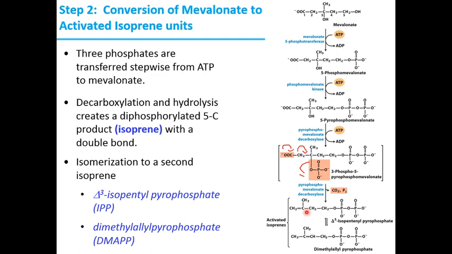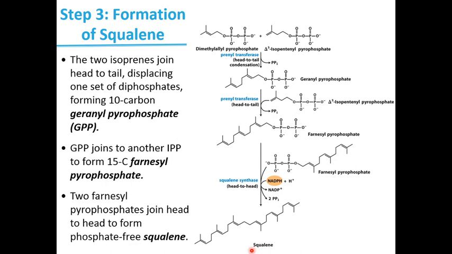Step 3 in the biosynthesis of cholesterol involves condensation of 6 activated isoprene units to form squalene. In the first step in the synthesis of squalene, 2 activated isoprene units, dimethyl allyl pyrophosphate and delta-3 isopentenyl pyrophosphate, condense together in a head-to-tail fashion, displacing one set of diphosphates, forming a 10-carbon geranyl pyrophosphate molecule. The head is the end to which pyrophosphate is joined. This is the tail.